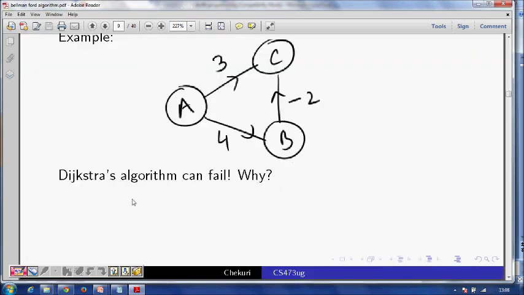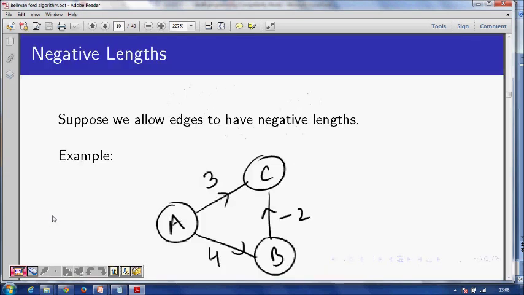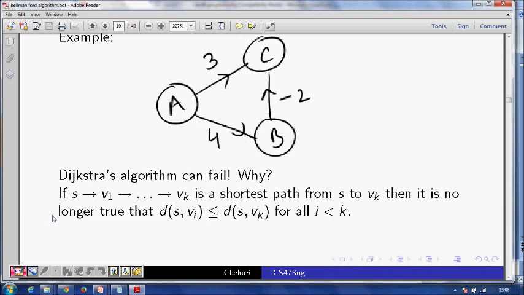So Dijkstra's algorithm can fail. Why will Dijkstra's algorithm fail for negative weight edges? What will be the problem with Dijkstra's algorithm? Let's try to analyze that. Dijkstra's algorithm is more efficient than Bellman-Ford if the edges are positive, but let's see why it fails.